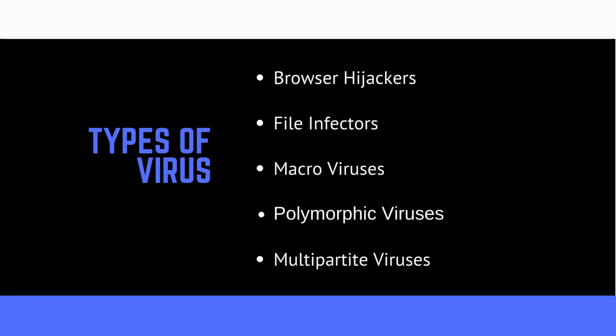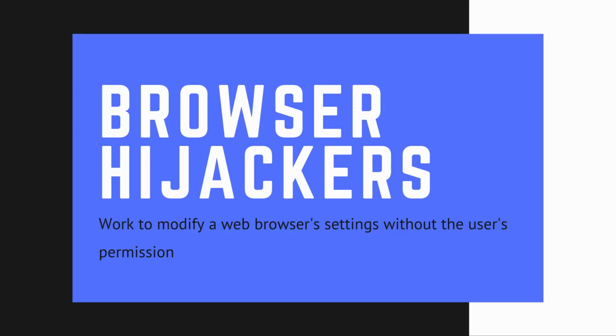You may be asking, what are the different types of viruses? Well, there are roughly 5 different types of viruses. There's the browser hijackers, the file infectors, boot sector viruses, polymorphic viruses, and macroviruses. Now let's address what each type of virus does and how it does it.